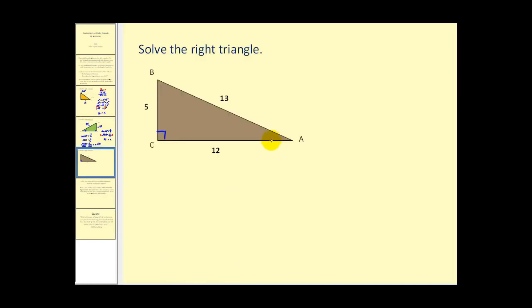Notice on this problem we're missing the two acute angles, so we're going to have to use one of the inverse trig functions to find the measure of angle A or angle B. So let's go ahead and use angle A. Using sine, we'd have the sine of A is equal to 5 over 13, or the opposite over the hypotenuse. Now if we take the arc sine or inverse sine of both sides, on the left side, the inverse sine of sine A just gives us angle A.